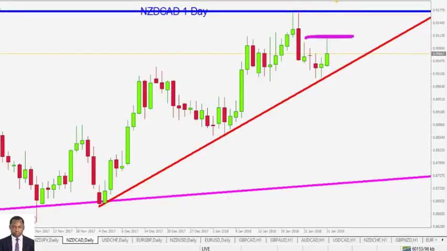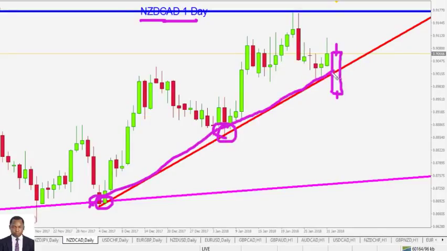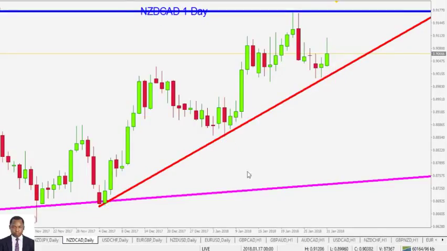So be careful going long. You are seeing a rejection candle already, so be careful clicking on your buy button on the New Zealand dollar against the Canadian dollar. Price is likely to push to the downside by tomorrow, breaking free from this trend line. All right, nothing to trade here.